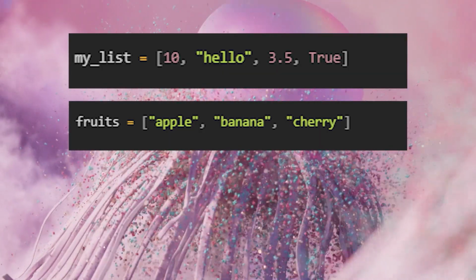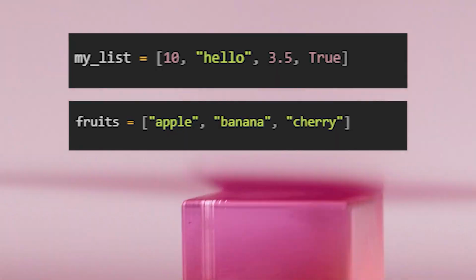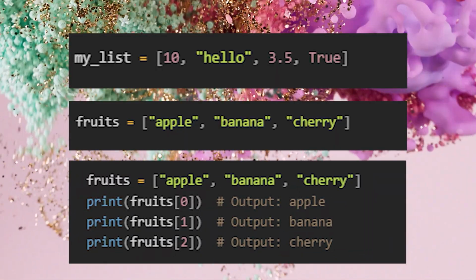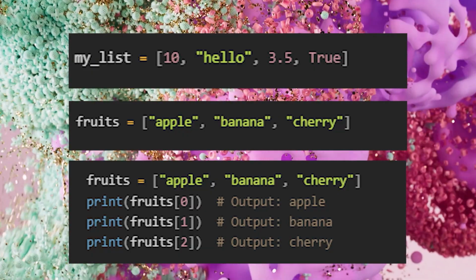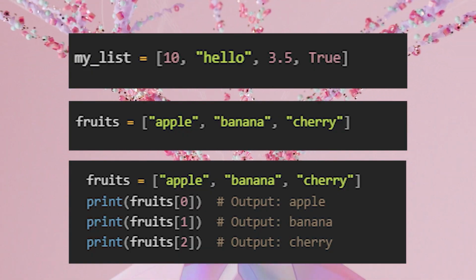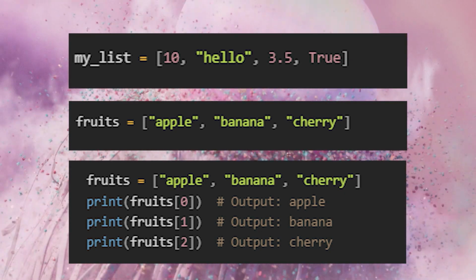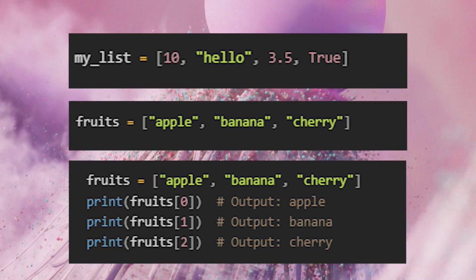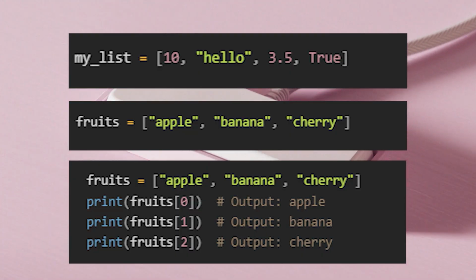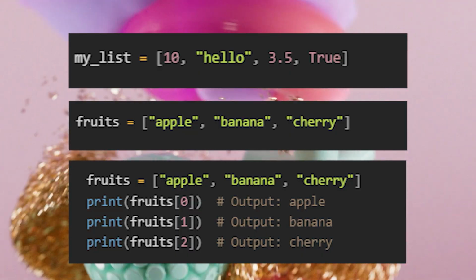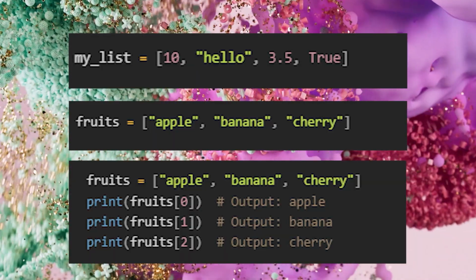Each item in a list has a position number called an index. As you already know, Python starts counting from 0 instead of 1. To access a specific item in a list, you need to refer to its index. The syntax looks like this. We call the list name. Right after we place square brackets and inside the brackets, we put the index of the item we want to access.